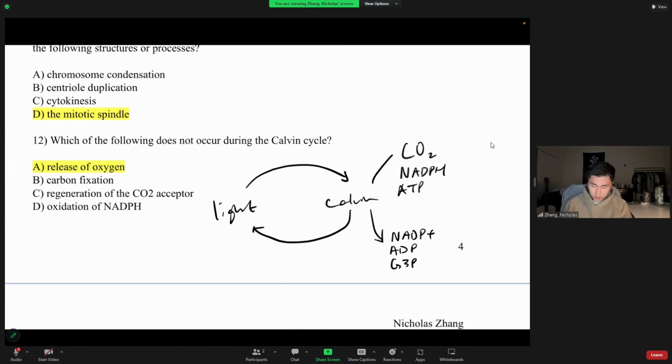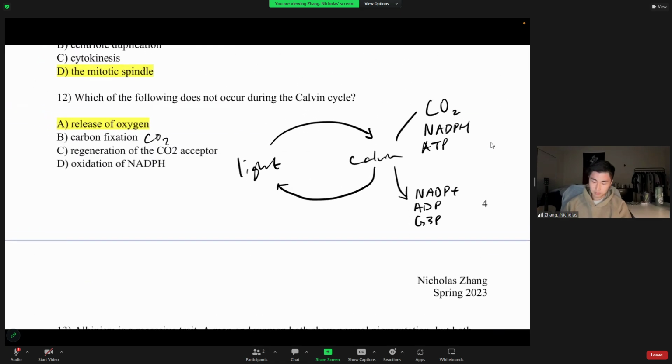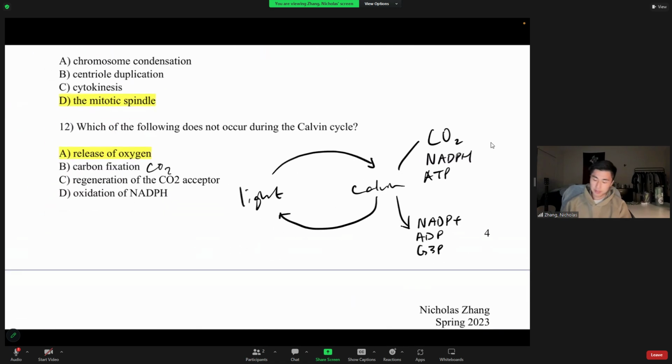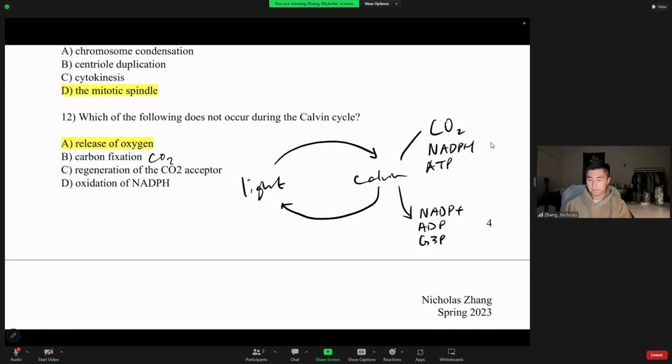So if you go back to our question, carbon fixation, that's what CO2 goes in for, to be fixed. Regeneration of the CO2 acceptor, that happens during the regeneration phase. And oxidation of NADPH, that also happens. NADPH from the light reaction is used to make those sugar molecules or the sugar precursors. What doesn't happen is release of oxygen. Cool. So definitely know the inputs and the outputs of all the biochemical reactions that we learn.